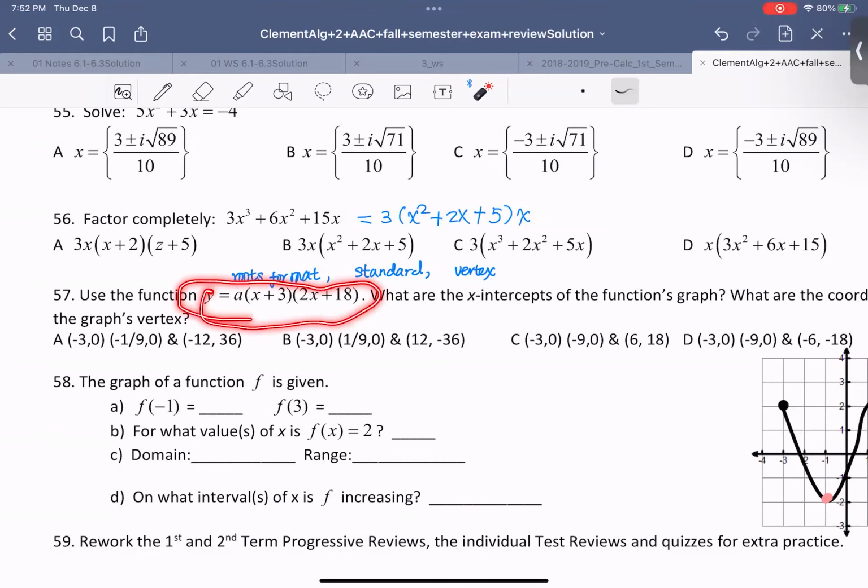If you really need help to let me go through this for standard format, for vertex format, do it. Tell me, I show you. I guarantee I will make you understand.